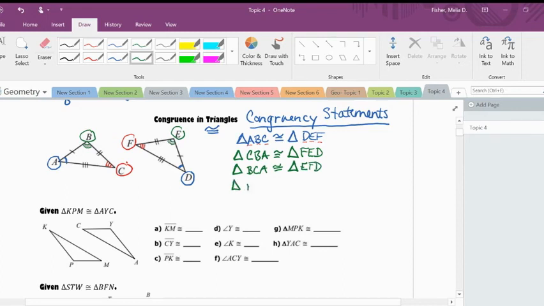Triangle BAC is congruent to triangle E, and then A goes to D, and C goes to F.